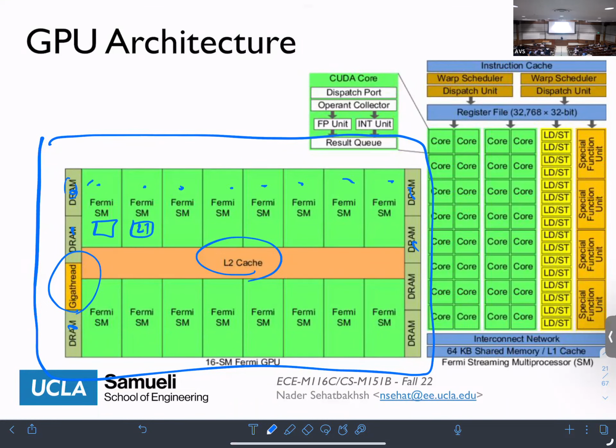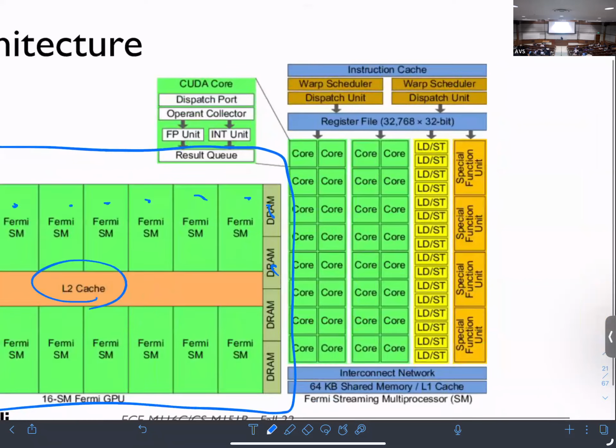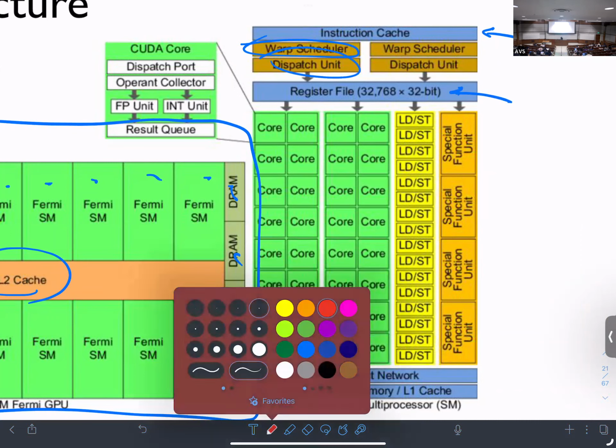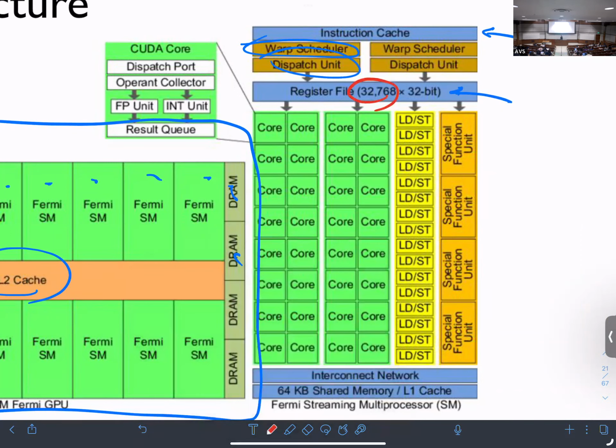If we zoom in into one of these SMs, that's what we get on the right side. You will see there is an instruction cache. There is a whole bunch of schedulers and dispatch units. Think about this as your rename and dispatch unit, your reservation stations, and your decoding logic. Then you have a really, really big register file. Look at the number that you have: 32,000 registers as opposed to 64 or 128. And then you have a whole bunch of cores here. If you count them, it's typically 32.